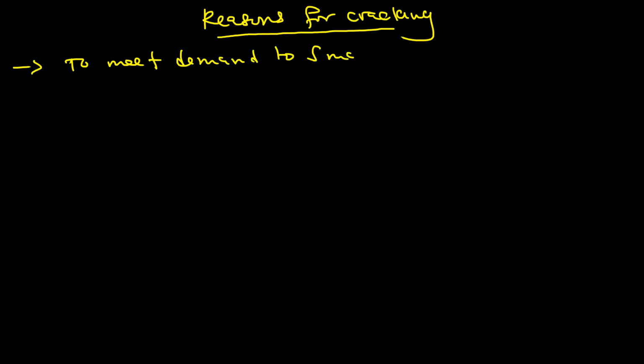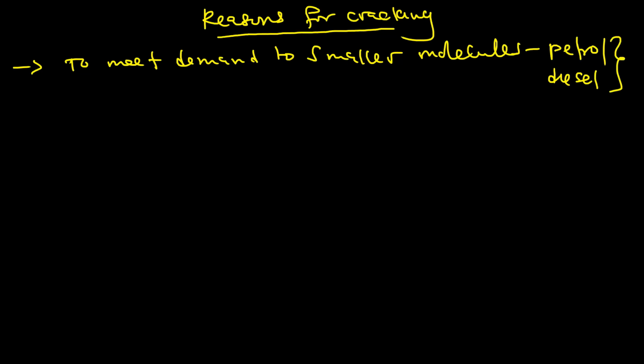for smaller molecules or compounds, such as gasoline, I mean, compounds such as petrol and diesel. These have a small number of carbons. So these are in high demand as they are used in cars. Some of them are used in generators. So they are in demand, and therefore large molecules cannot be used for this purpose. They have to be broken down into smaller ones. So in other words, to meet demand for smaller molecules. That is the reason for cracking.